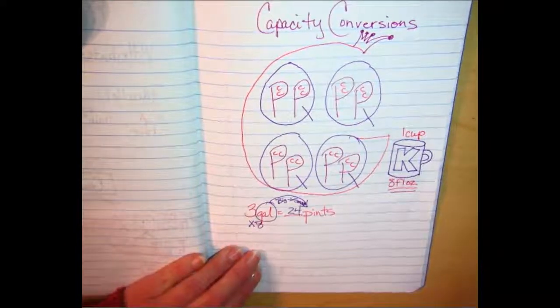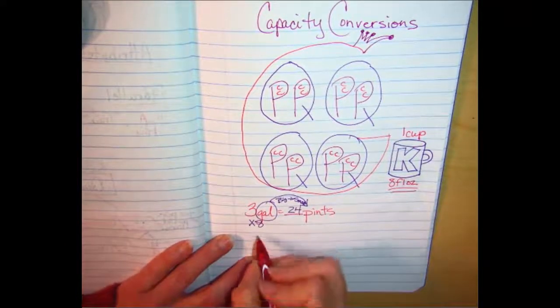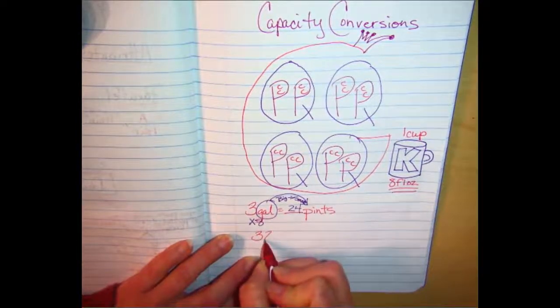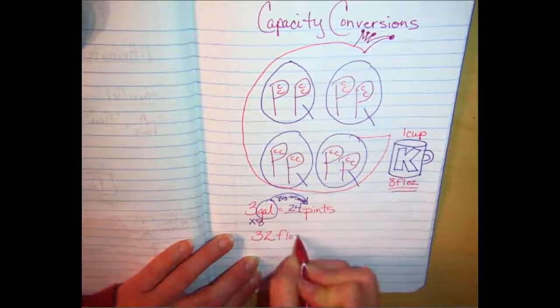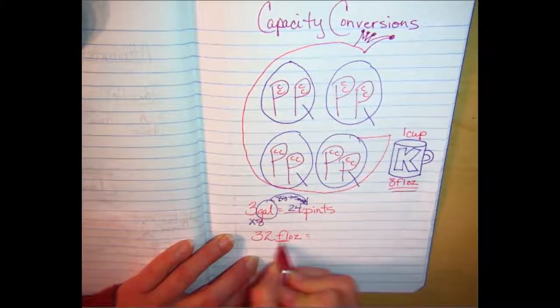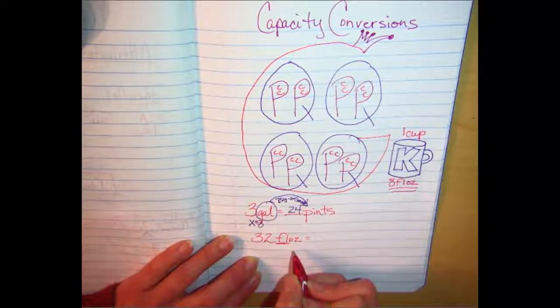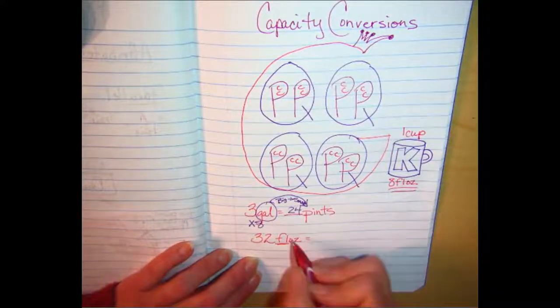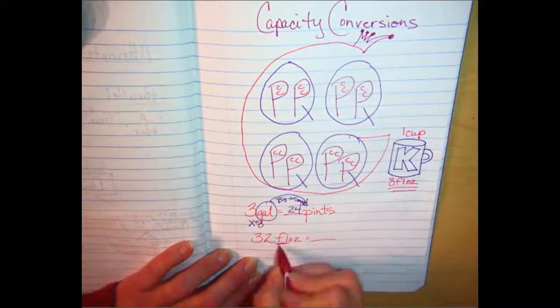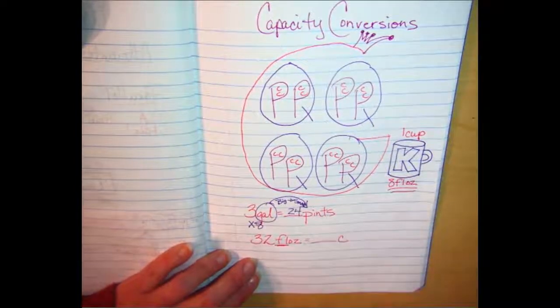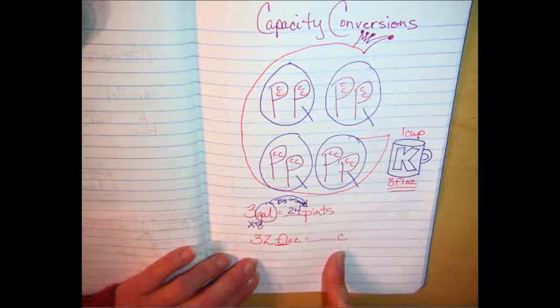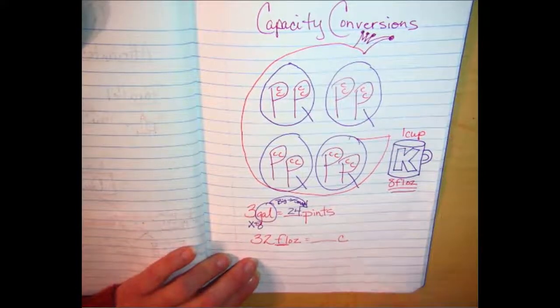Get it? If I'm going from 32 fluid ounces, and you have to put the FL for fluid ounces because tomorrow we're doing weight, and if you just put OZ for ounce, I'm going to think you're talking about weight. Fluid ounces is for capacity. If I'm changing 32 fluid ounces to cups, where's my big? The fluid ounce or the cup? The cup. Fluid ounces are tiny, okay?